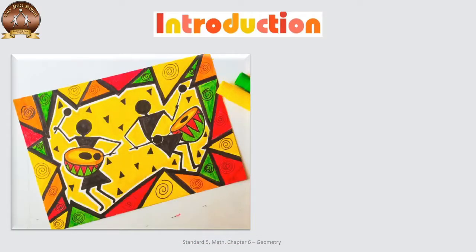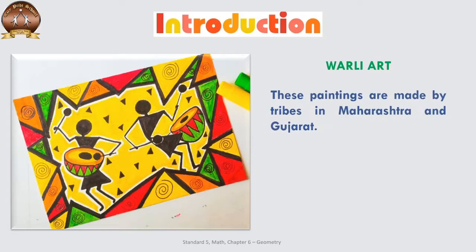The introduction to the chapter starts with a very beautiful drawing which is in front of you. This drawing has a few circles, a few triangles, a few other shapes, a little bit of small triangle, oval, then small triangles and small circles, then stick lines. This art form is known as a very special art form of Maharashtra and Gujarat. It is known as Warli art. These were the paintings which were made by the tribal people who were living in Maharashtra and Gujarat.